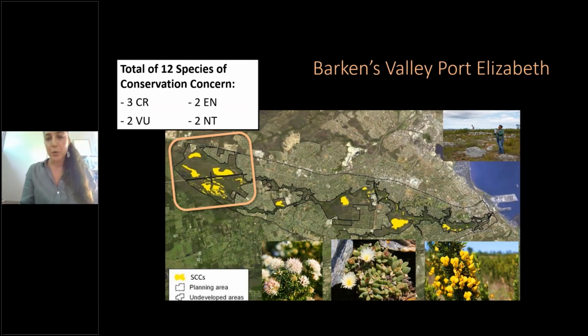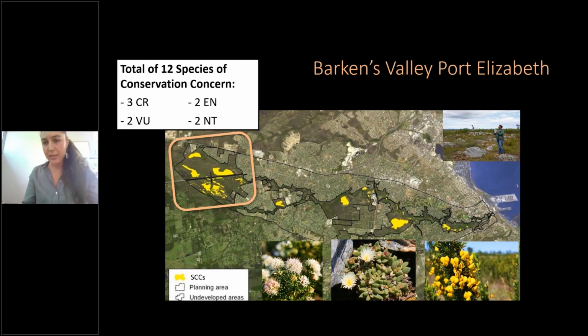Okay, so let's start with the purpose. And I'm going to start off just by giving you a specific example about why we need these guidelines, and also why we've gone to a lot of effort in South Africa to make sure that species information is available for the decision-making process. So this is an example from one of our cities on the east coast of South Africa, Port Elizabeth, a valley called the Barkens River Valley.